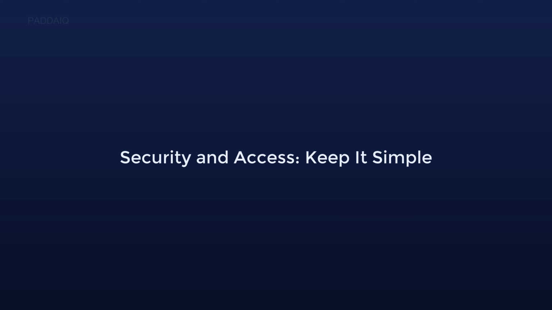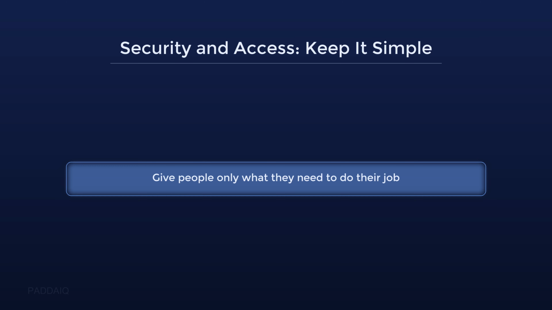Security and access management. Keep it simple. Give people only what they need to do their job. This means assigning minimal access rights, no extra permissions. For example, a salesperson gets access to customer data but not payroll systems. This focused approach reduces risk and keeps your SAP BTP environment secure and efficient.